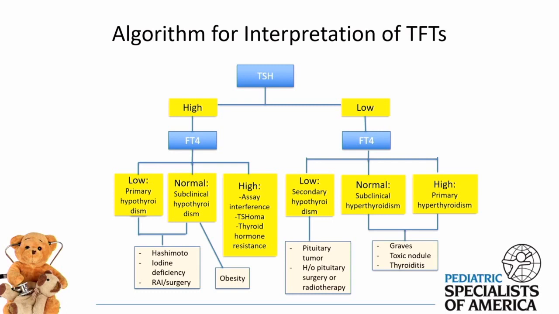If the TSH is low and the free T4 is high, then you think about Graves' disease, primary hyperthyroidism, toxic nodules producing T4, T3, or thyroiditis. Hashimoto thyroiditis can produce a period of hyperthyroidism at the beginning.